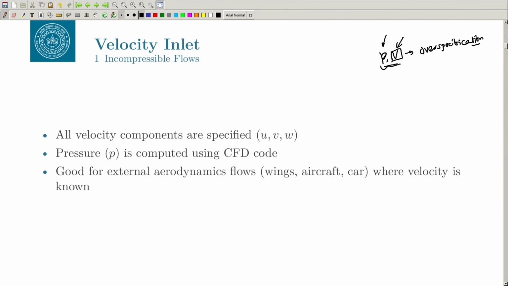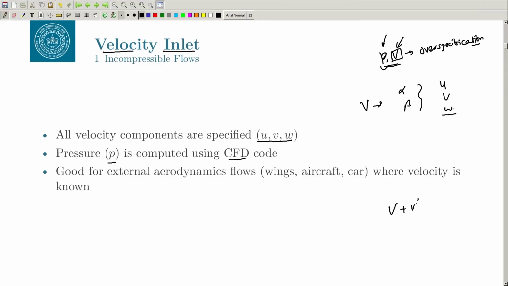In the velocity inlet, if you know the velocity, then you can just provide the velocity there, but in many cases you do not know the velocity. If by some means you know it, you can give the velocity and the angles, maybe alpha and beta, that will be used to calculate u, v and w, the three components. That is the only thing you need to specify, and you can get the pressure from the CFD code. Now, this is used only in incompressible code.